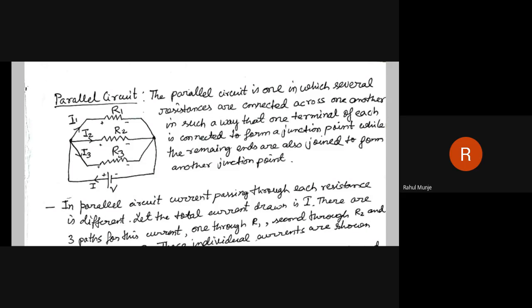So the parallel circuit is one in which several resistances are connected across each other, in parallel to one another, in such a way that one terminal of each is connected to form a junction point while the remaining ends are also joined to form another junction point. So this is our parallel connection.